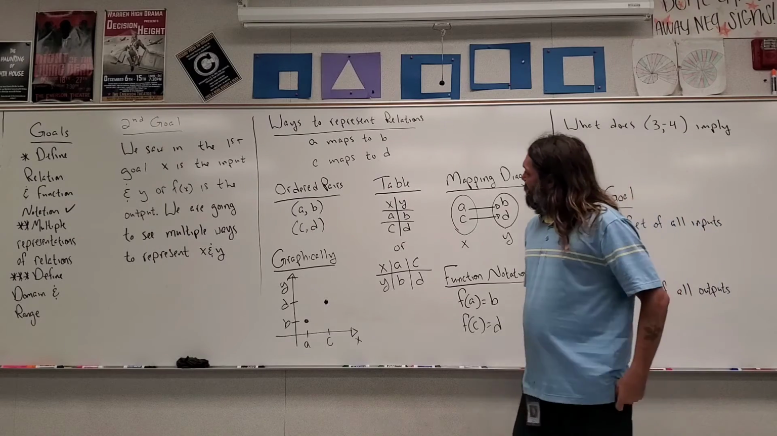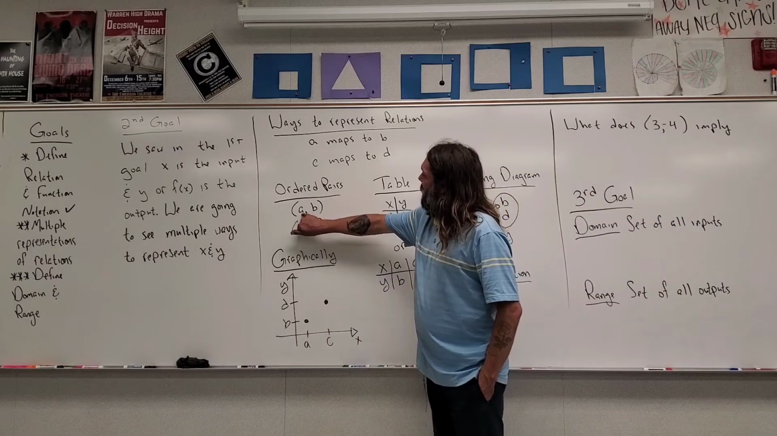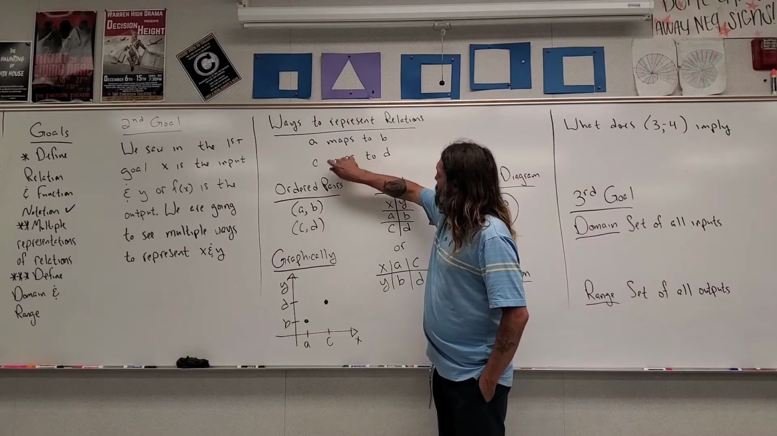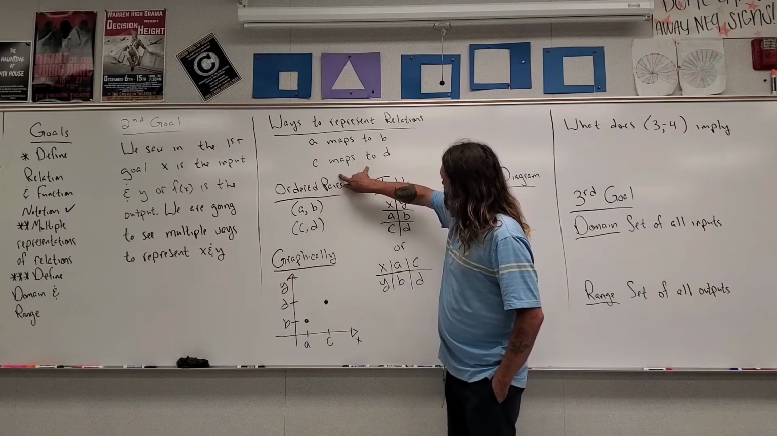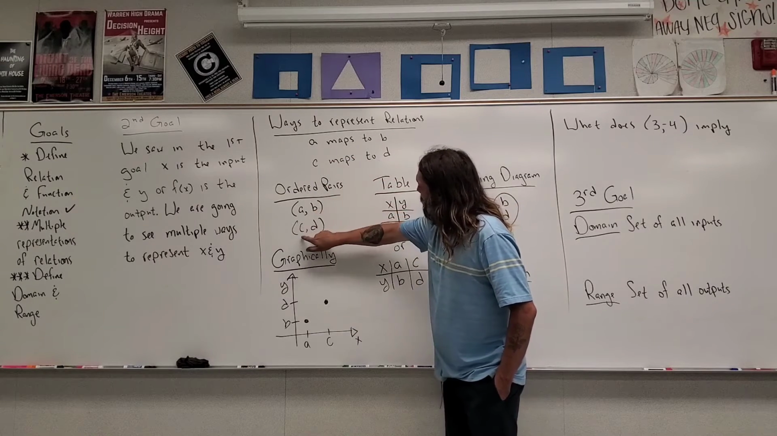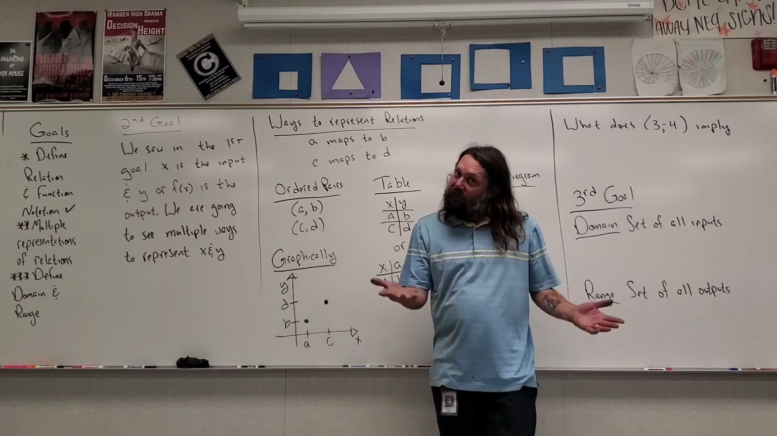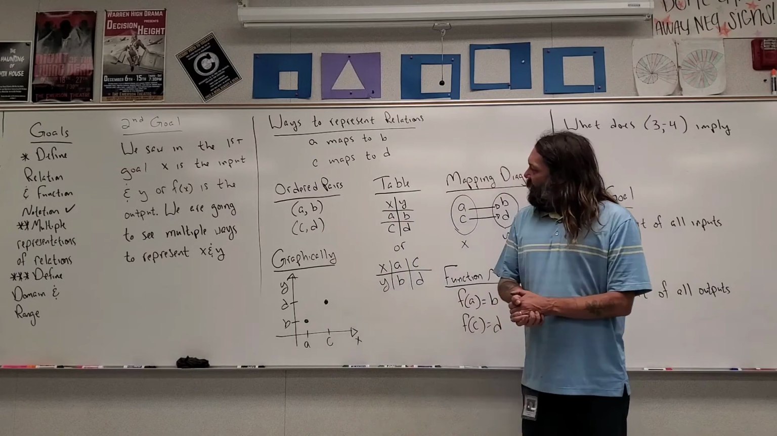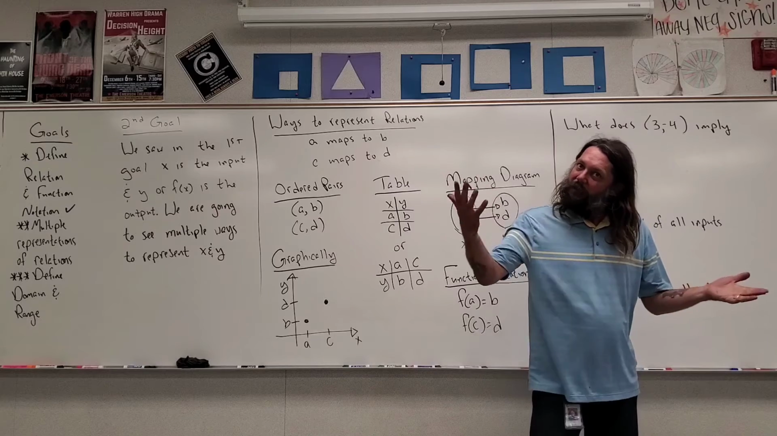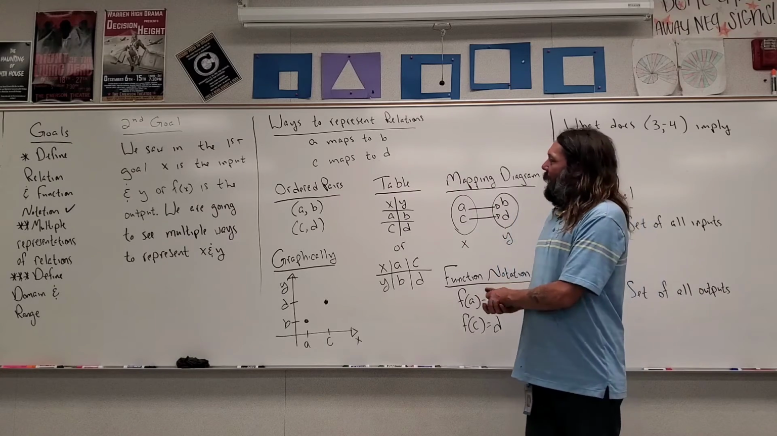The first way I can represent them is ordered pairs. A comma B represents this. C comma D represents this. I plug in A, I get B. I plug in C, I get D. That's what that means, ordered pairs. And they're called ordered pairs x, y because they're in the order of the alphabet.